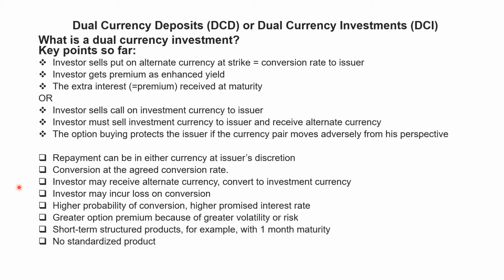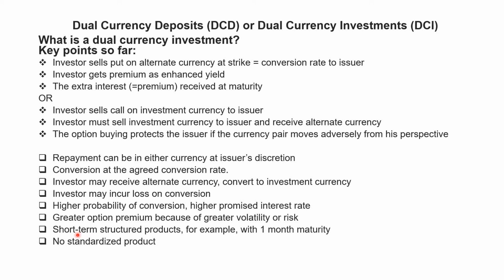Since the issuer buys the right to repay in the alternate currency, the investor should be prepared to receive the currency and convert it into his investment currency, thereby incurring some cost that will reduce or wipe out his yield. Therefore, the higher the probability of conversion, that is the exchange rate moving beyond the relevant conversion level, the higher the interest rate promised on the dual currency deposit. That is, the premium of the option will increase as the risk of the investment increases or the risk of conversion increases. This is obviously true for all options because an increase in the volatility or the risk increases the price of an option if we keep all the other relevant factors the same.